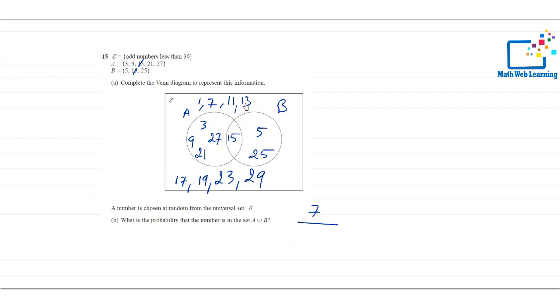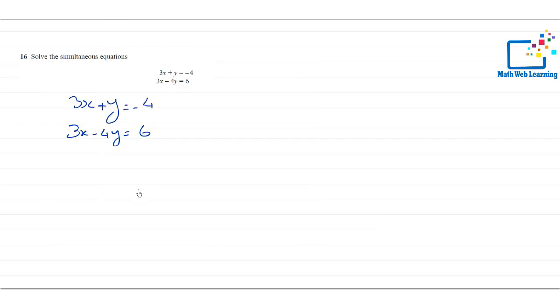Just double check. 1, 2, 3, 4, 5, 6, 7, 8, 9, 10, 11, 12, 13, 14, 15. Right, it's 15. Okay, 8 and 7 is 15. And that's the answer. Right, that concludes question 15. Next question is question 16. Question 16 is a question on solving simultaneous equations.